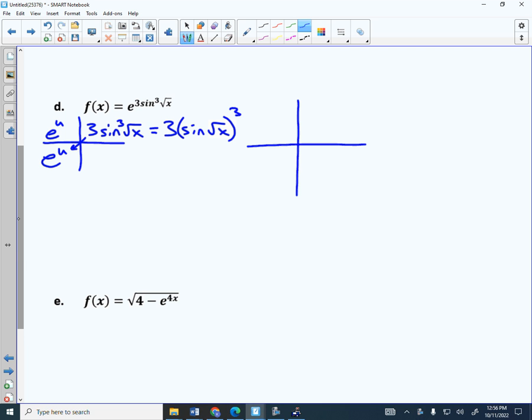Okay. How do you want to set this one up? 3u to the third. And what's on the inside? Sine of the root of x. What's the derivative of 3u to the third? How do I do the derivative of sine of the root of x? Chain rule.